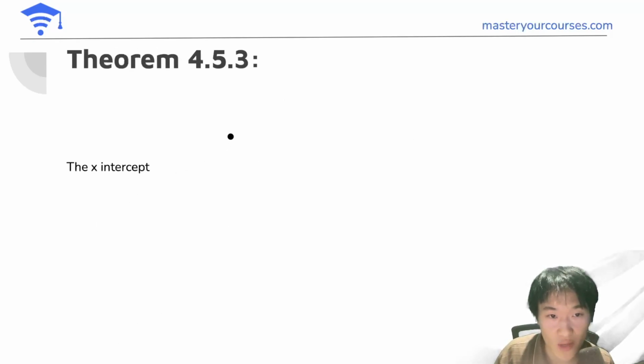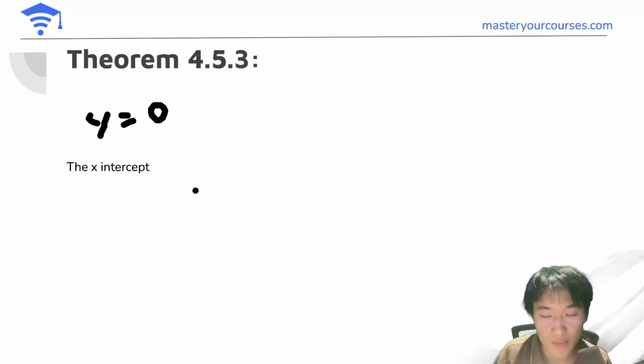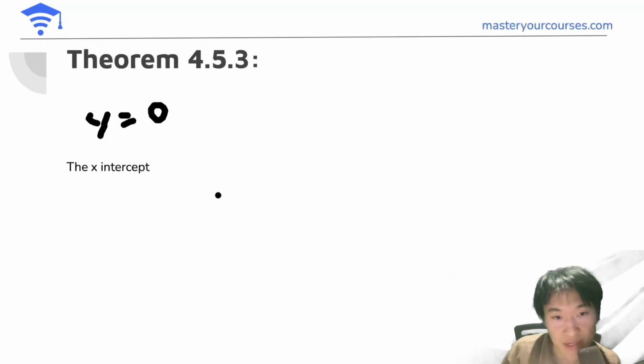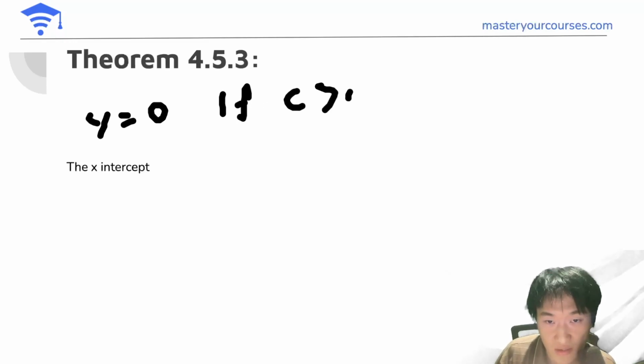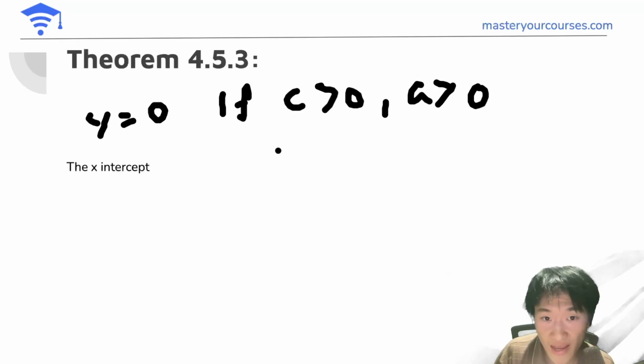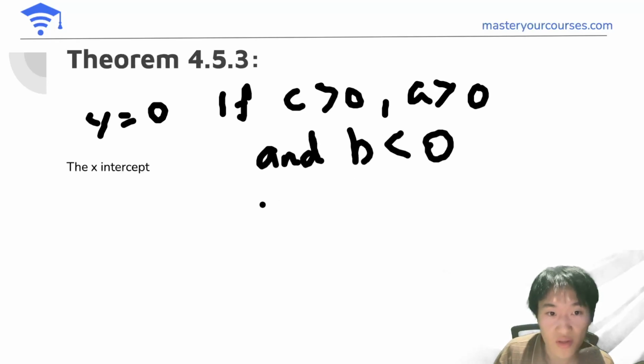The x-intercept is when the y value is equal to 0. And here's a couple things about the x-intercept. It's just like the quadratic equations, where sometimes it just doesn't exist. In exponential functions, it might not exist as well. So it exists under two conditions. If c is greater than 0, a is greater than 0, and b is less than 0, then the x-intercept exists.